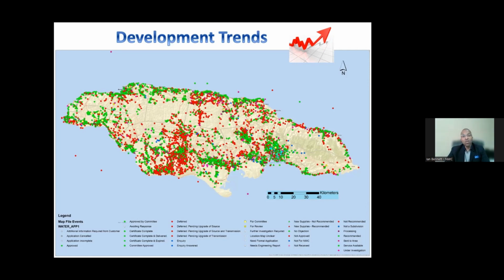Going around along the north coast, we have done quite a bit of endorsement of applications along the entire north coast. In the central part of St. Ann, not too much has been done. And of course, around the coastline of St. Thomas and Portland, we have endorsed quite a few developments in those areas.